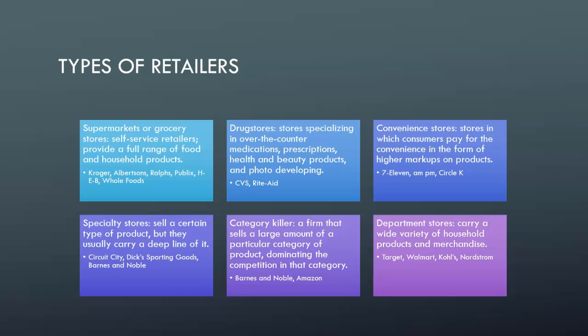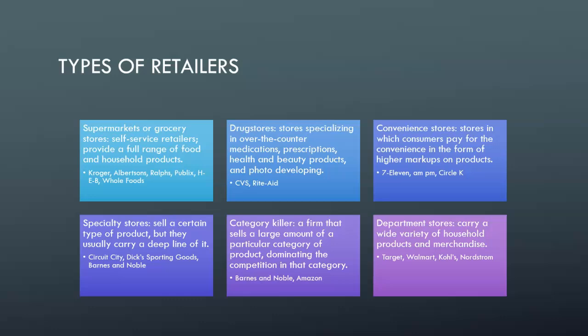Drugstores, stores specializing in over-the-counter medications, prescriptions, health and beauty products, and photo developing. All of you know CVS, Rite Aid, Walgreens. Convenience stores, stores in which consumers pay for the convenience in the form of higher markups on products. So you have your 7-Elevens, AMPMs, Circle K.